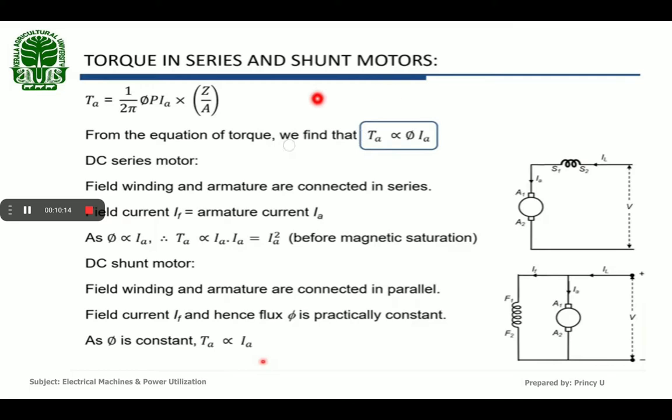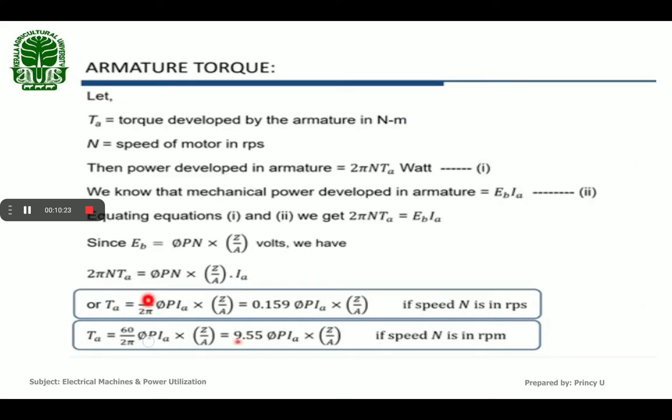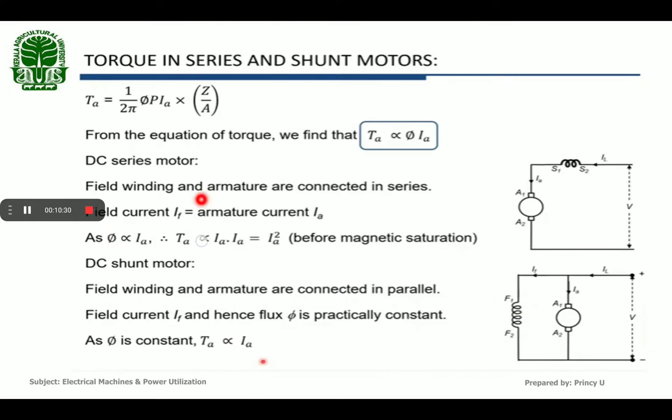And we know the armature torque equation as TA is equal to 1 by 2 pi phi P IA into Z by A. This is the torque equation we have derived here. From the torque equation, armature torque developed is proportional to phi IA. Here only phi and IA are the variable quantities, and the rest are constant values. So we can write torque is proportional to flux into armature current.